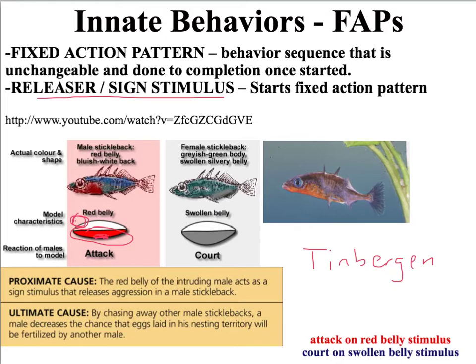Another thing you should be able to do with behaviors is figure out their proximate cause and their ultimate cause. So remember, the proximate cause has to do with the anatomy and physiology of a behavior and the stimulus of the behavior, and the ultimate cause connects that behavior to its evolutionary or adaptive value. In this case, the stimulus for the behavior is the red belly of another male and the eye spot. So that's going to trigger the anatomy and physiology of this attack behavior pattern.